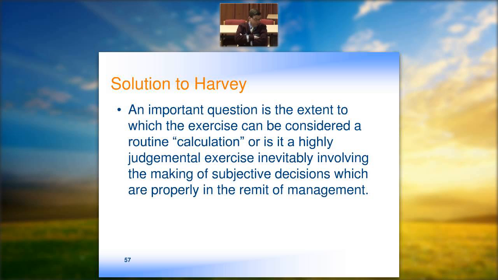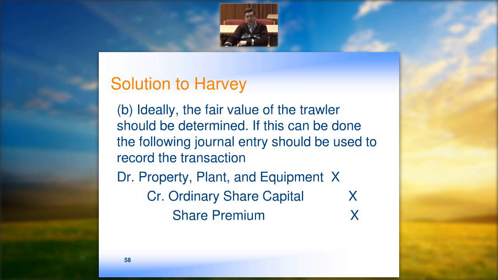Now, in relation to number B, then, number B says recommend, stating reasons, that the work should be undertaken by the audit firm to assist Harvey with the application of the transaction. So, in other words, what work would you need to do? And this is where you kind of need to know your IFRS 2 to actually know about it. So, ideally, the fair value of the trawler should be determined. If this can be done, the following journal entry should be used to record the transaction. So, it should be debit property, plant and equipment, credit the ordinary share capital, and then, depending on the number of ordinary shares issued and depending on the valuation of those ordinary shares, you may have a share premium to put in.